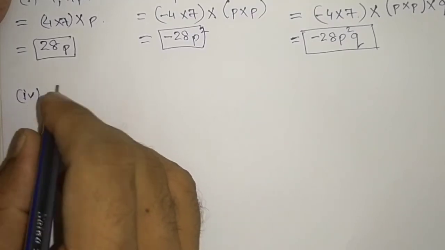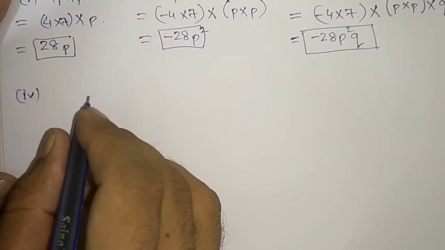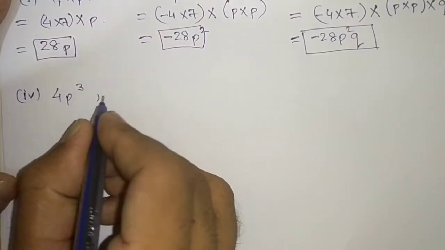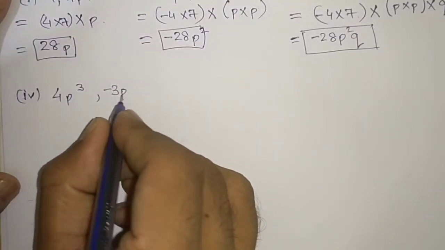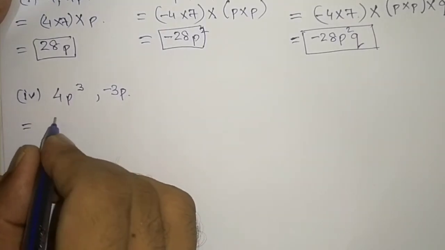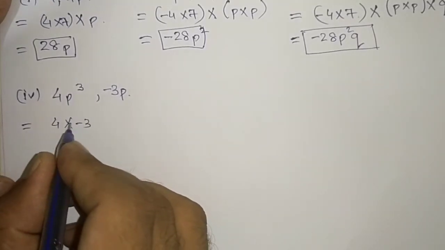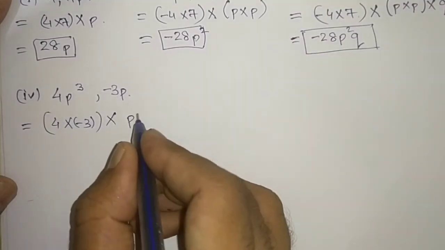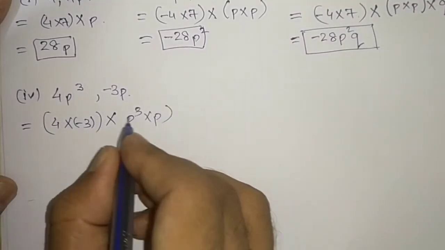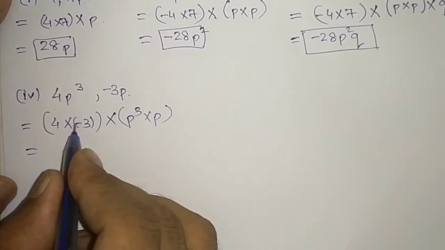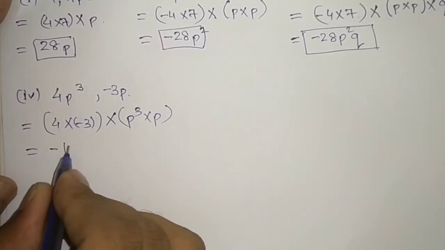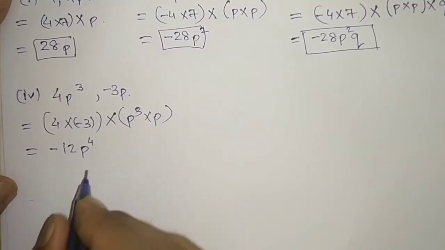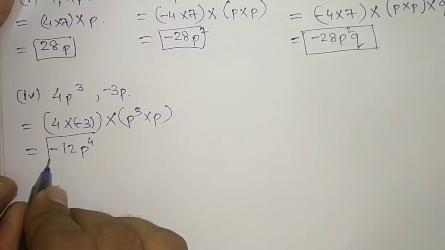Fourth part says 4 p cube and minus 3 p. 4 multiplied by minus 3 in one bracket, and then p cube multiplied by p in another bracket. So we will get minus into plus minus, 4 threes are 12. P base will be the same, powers will be added, so we will get minus 12 p raised to power 4.